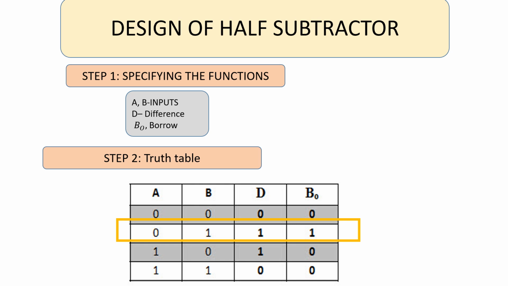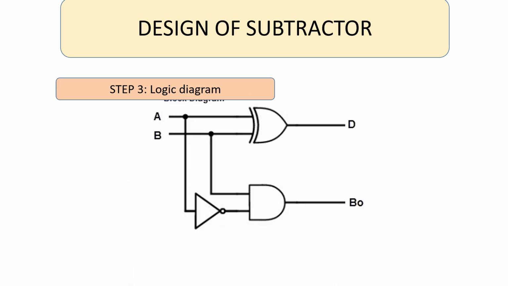So step 3 will be obtaining the equations. Consider the column D. D is 1 in row 2 and 3. So when you find out the function, it will be an XOR gate. And B is 1 only in the second row, which has A as 0, B as 1. So that will be A bar B. So this gives the logic diagram of a half subtractor. As said before, D is implemented using an XOR gate, and borrow out will be A bar B.